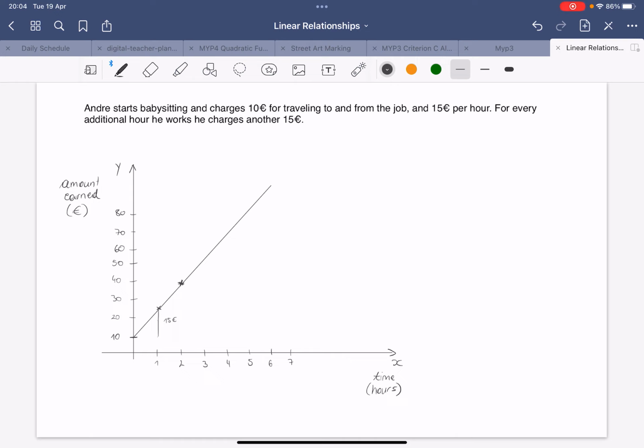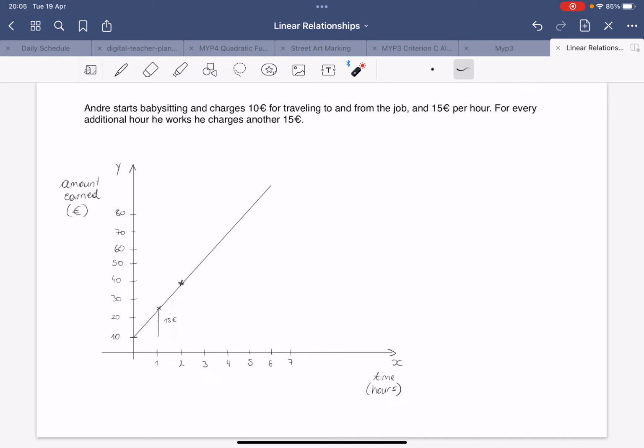Now, when we think about that, this is a linear relationship, and a linear relationship is any relationship between two quantities where one quantity has a constant rate of change with respect to the other. So in this case, the rate that he earns changes per hour. These are the two quantities that are in this relationship: time and money earned. The more he works, the more money he earns.